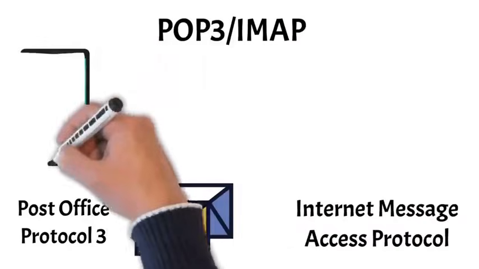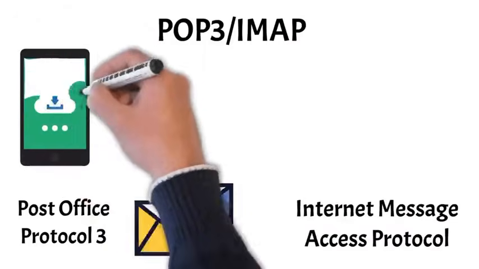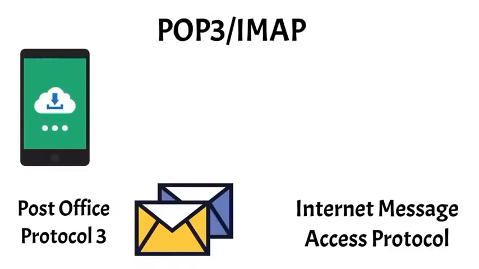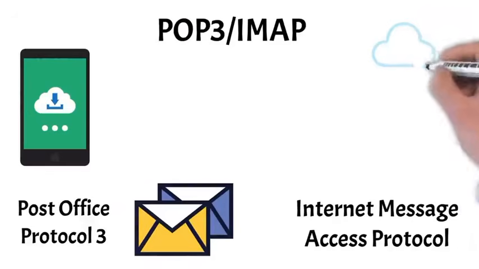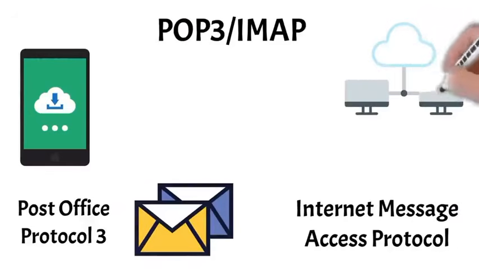POP3 downloads emails to your device and usually removes them from the server so you can read them offline, but it limits access from other devices. IMAP, on the other hand, keeps your emails on the server and syncs them across all your devices so you can access your messages from anywhere.